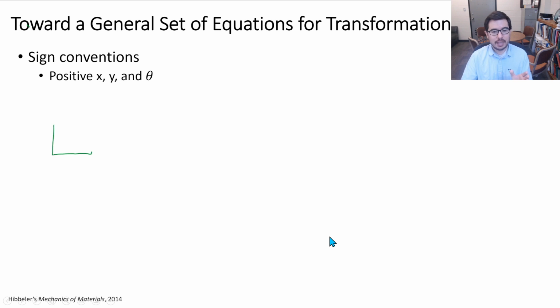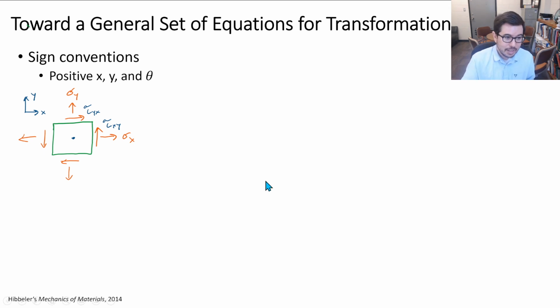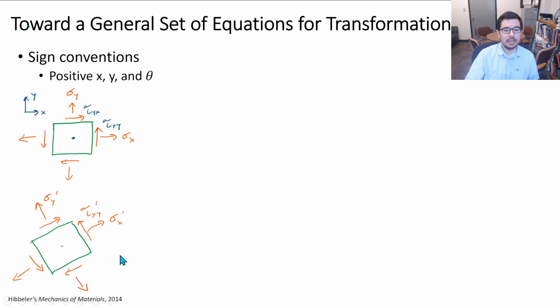This portion starts off with defining sigma x, sigma y on a planar element, and we're going to think in terms of positive x, y, and theta as a rotation, which we can see here, to go from this depicted state with sigma x, sigma y, tau xy, to sigma x prime, sigma y prime, tau x prime y prime.